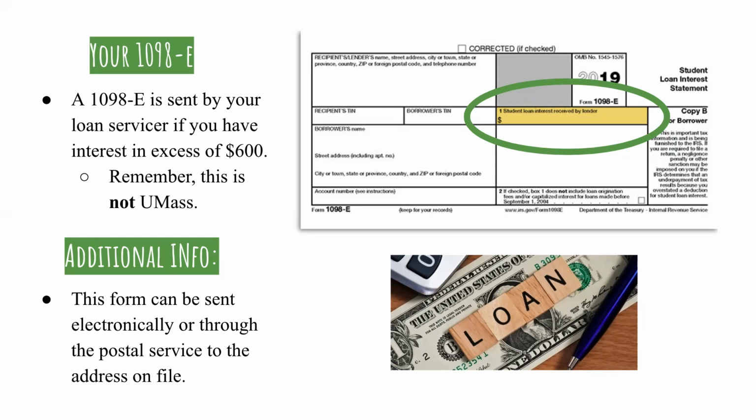It will be your loan service provider, and this is only if you've accrued in excess of $600 in interest and paid that interest. So it just says student loan interest received by lender. So that would be the box that you'd see on the 1098-E. Some of you won't be getting it because you haven't paid in excess of $600 in interest, but for those that may have, you will be getting this form.